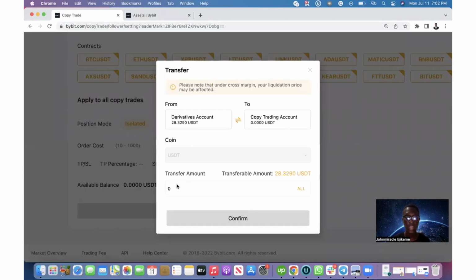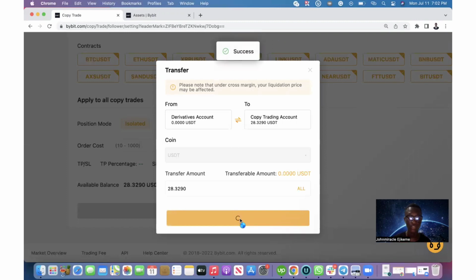Okay, so I just observed that the trading account, the derivative trading account, and the copy trading account are all actually different accounts. I have transferred my funds from spot to derivative, so I will have to transfer them again from my derivative account to my copy trading account. I just discovered that now. So I'll just click on all. I'll transfer my $28 from my trading account to my copy trading account.